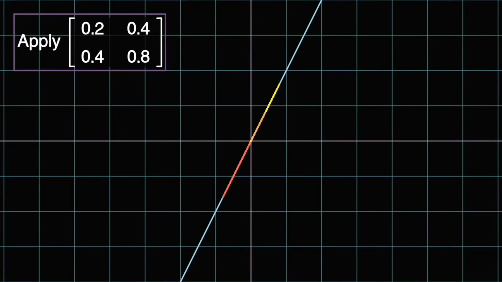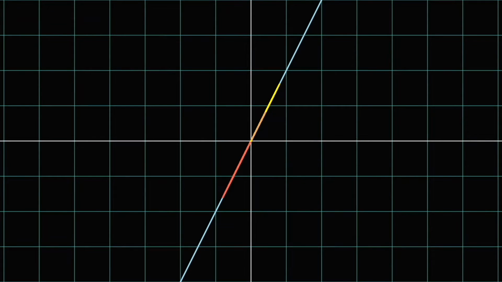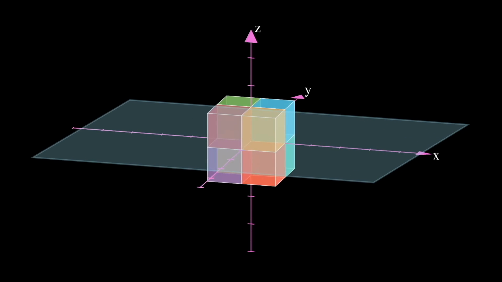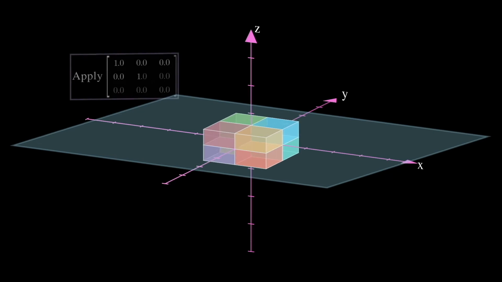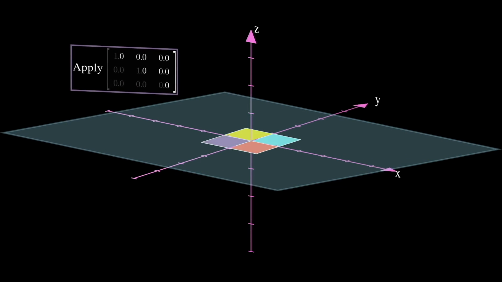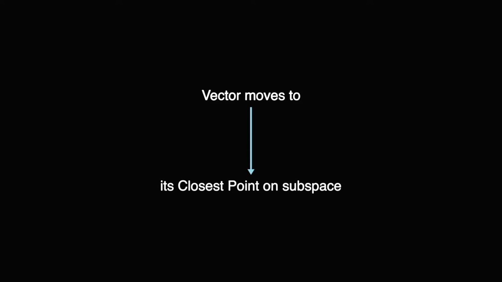After the projection transformation, every single dot has been compressed onto the line. How about the projection matrix of this plane in 3D? Yet another very similar vibe of compression. The reason why this is called projection is because every vector always moves to its closest point on the subspace.